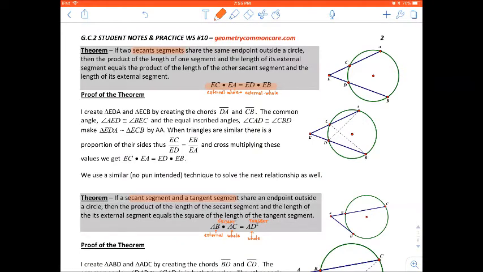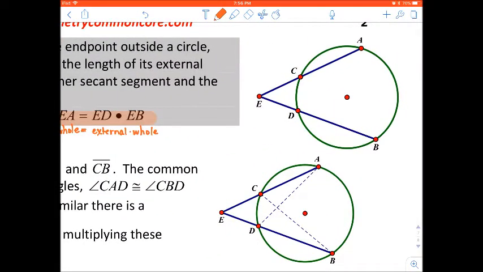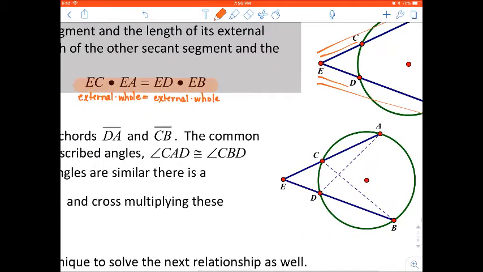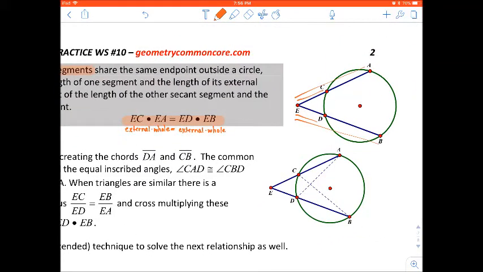The last 2 theorems with regards to segment properties discuss 2 secants intersecting and forming segments, or a secant-tangent relationship forming segments. And here it's very similar to altitude to hypotenuse, where we were looking at part times whole in similar triangles. When we have 2 secant segments, EC, the outside part of secant EA, times the whole segment EA equals ED, the external part of the other secant, times the entire secant segment. So you could say part times whole equals part times whole as long as you understand the part that you're looking at is the external part.